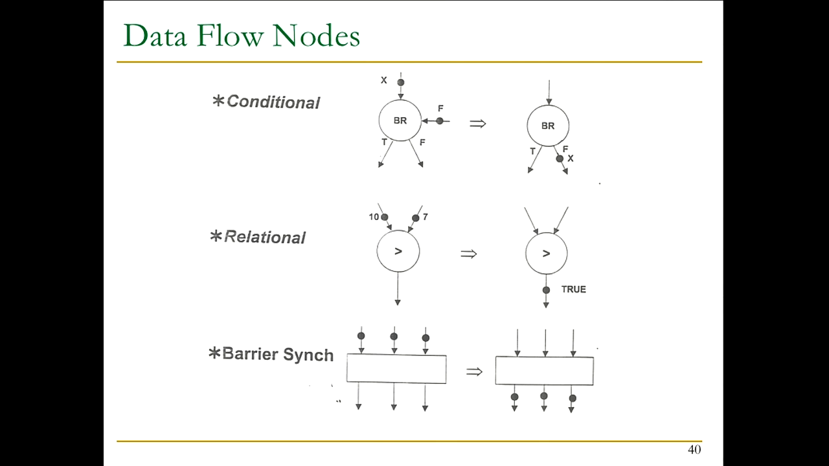Do you know about barrier synchronization? Barrier synchronization is a method of synchronizing threads of execution, such that when all of the threads reach a point, they can continue only after that. All of the threads need to reach a point to be able to continue. They synchronize at a barrier. This is an example. Basically, if all of the tokens arrive, only after that do you send the tokens out. This is a simple barrier node. There may be many other variants of this.